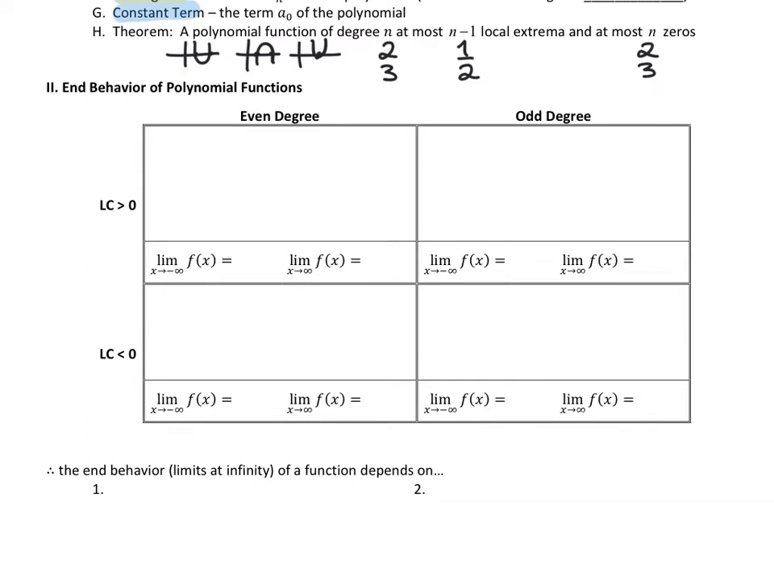A positive parabola or a positive quadratic looks something like this. Its end behavior would be that on the left side it goes to infinity, and on the right side it goes to infinity. So my end behavior as x approaches negative infinity, which if you remember is the left side, goes to infinity, and as x approaches positive infinity on the right, also infinity.